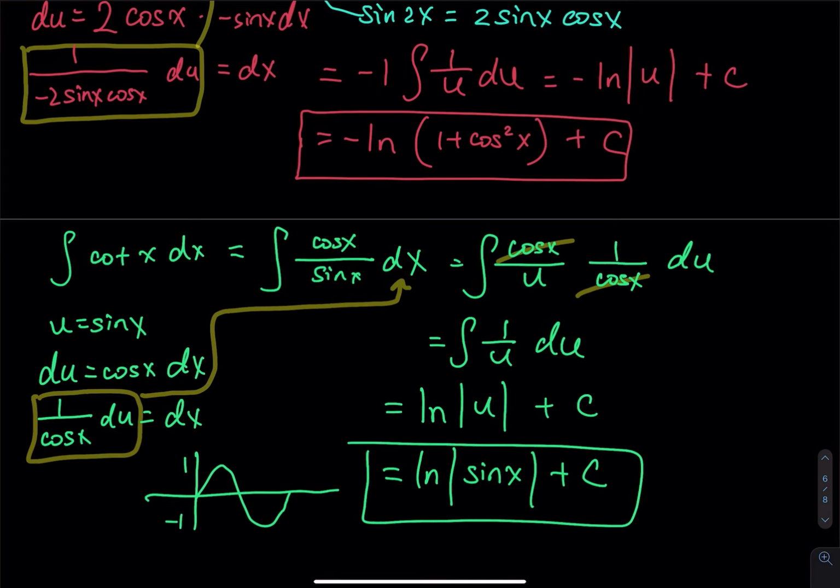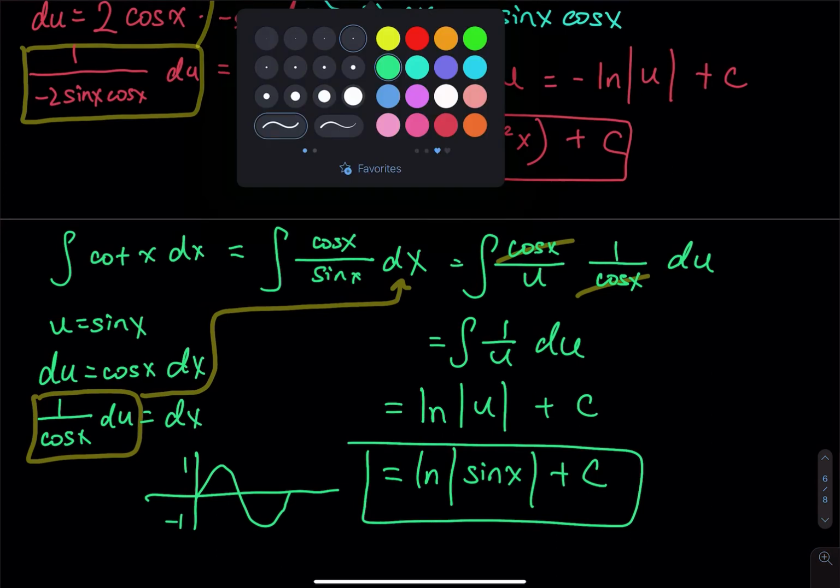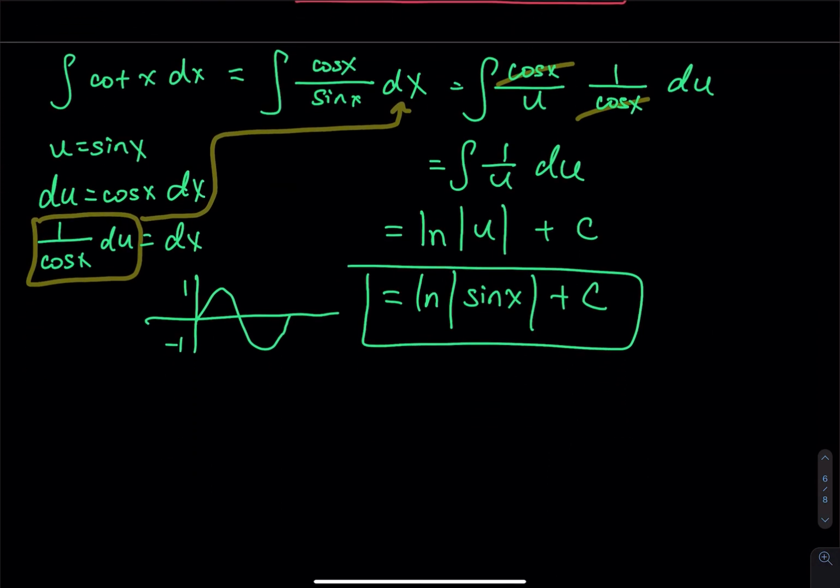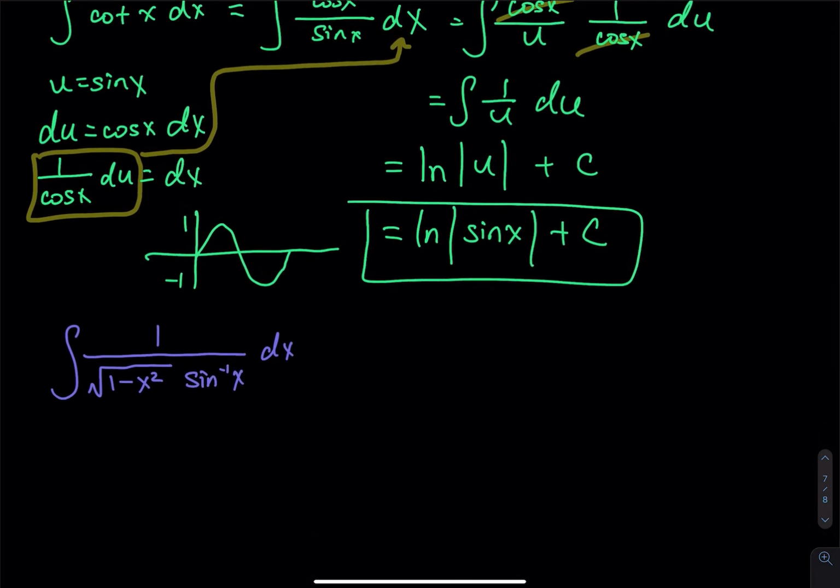Okay, next one. Let's switch color again. The next one is pretty long. That is 1 divided by, we have 1 minus x squared, and then inverse sine of x, and then dx. So this one, I am going to let u be inverse sine, so u is equal to inverse sine of x.